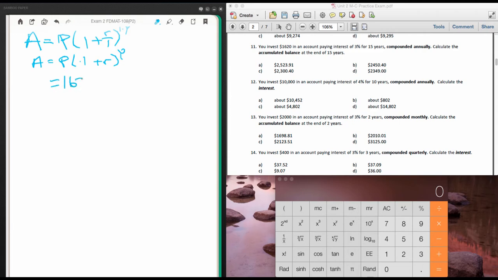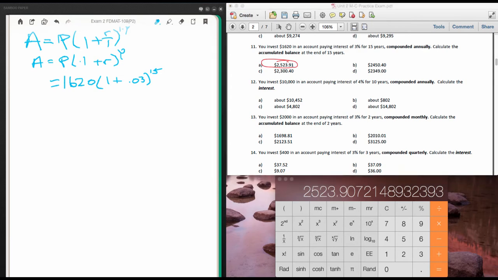So it's 1620 times 1 plus the rate, which in this case is 0.03 or 3%. We're going to do that for 15 years. So we'll come down to our calculator, 1.03 raised to the power of 15 years, and then we're going to take this value and multiply that by 1620. And we'll get our value of 2523.91, so A is the correct answer.